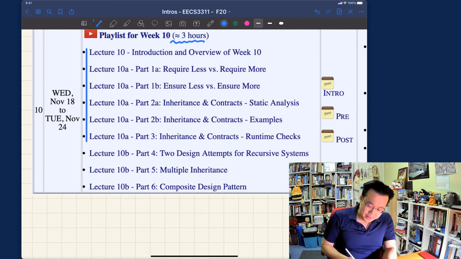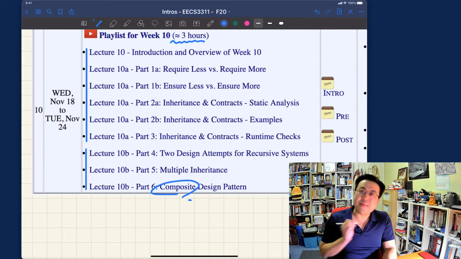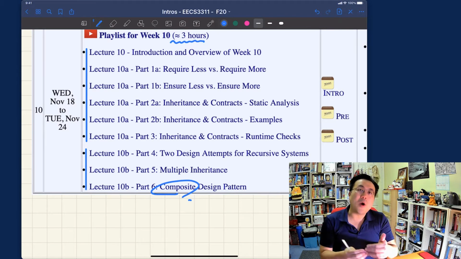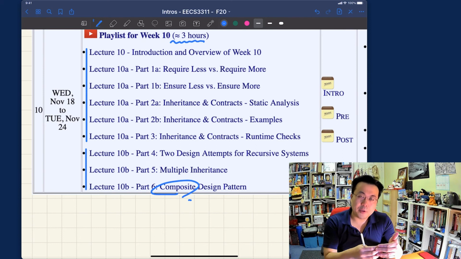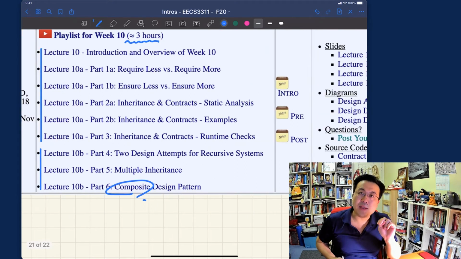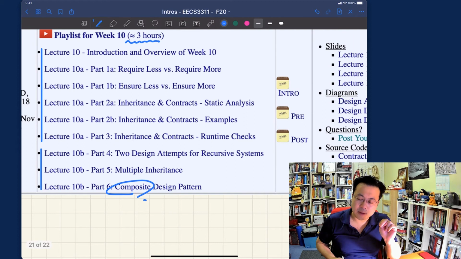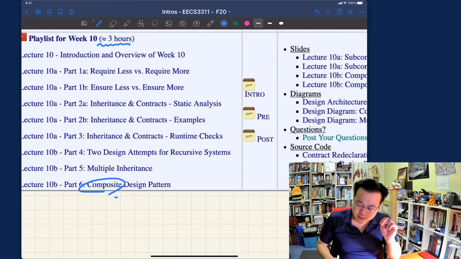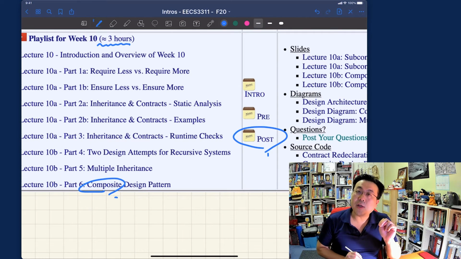For the second part, we'll talk about another design pattern, which is called the composite design pattern. It's actually part one of a series of patterns, the next being visitor, which we'll cover in week 11. But for this week, we just handle the composite design pattern first. So one design pattern and one theory about subcontracting. That's about this week. As usual, I also make available my iPad notes. You can take a look if you want to redo the illustration. I think that will help your understanding.